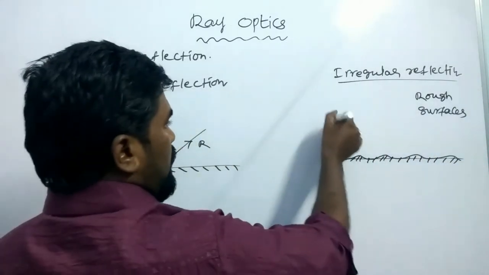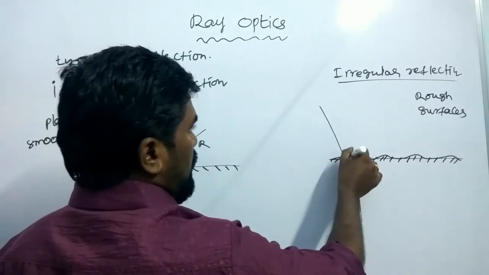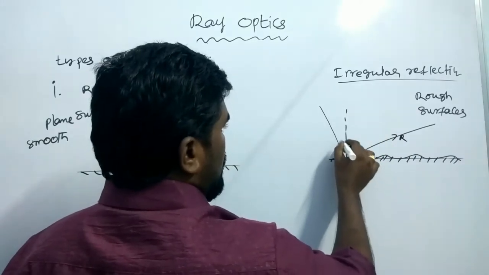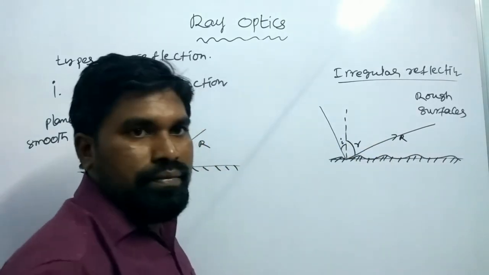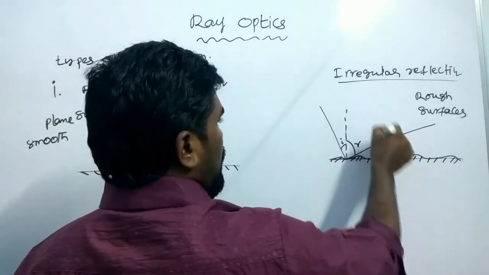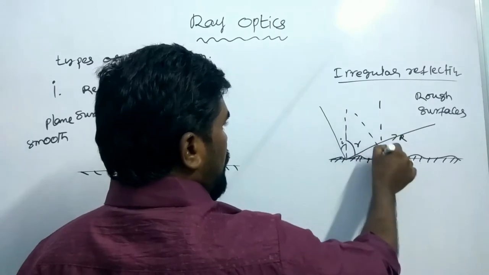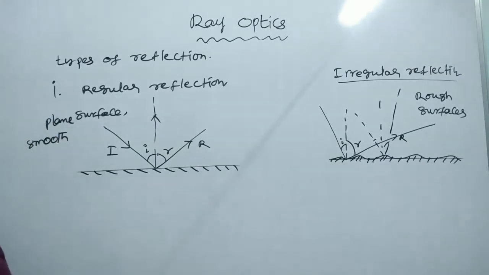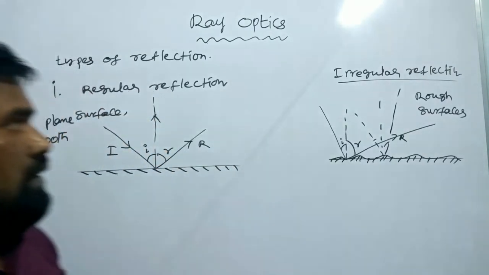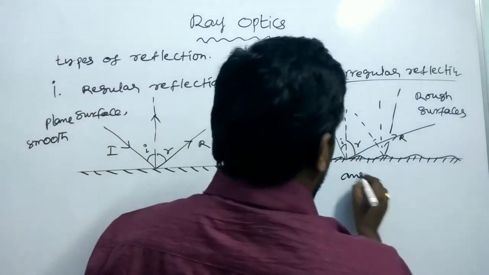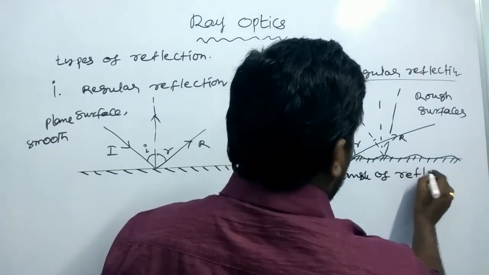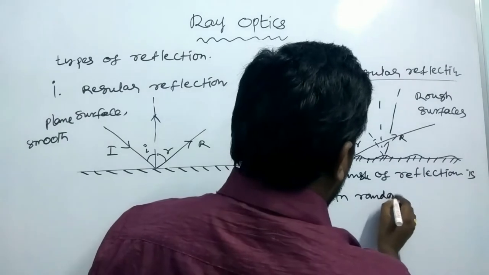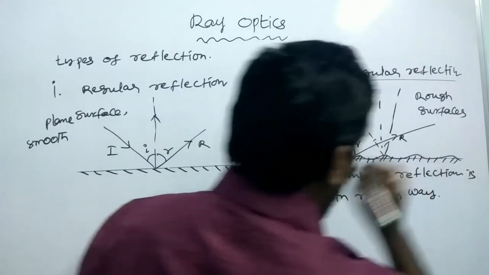So when the light is incident here, this is the reflected ray and this is the normal. This is the angle of incidence, and this is the angle of reflection. Whenever the light is incident on a rough surface, the angle of reflection and angle of incidence are not equal. The angle of reflection is random, so we cannot assume the angle of reflection.